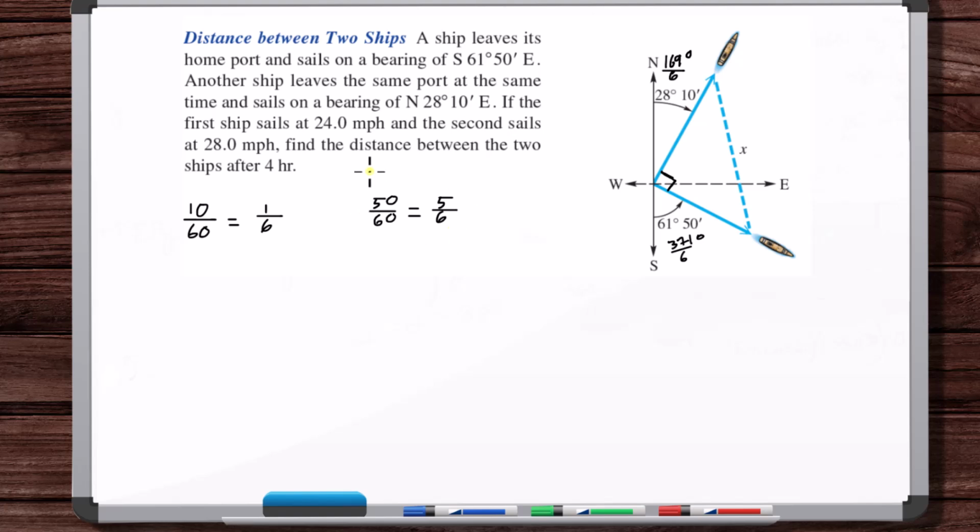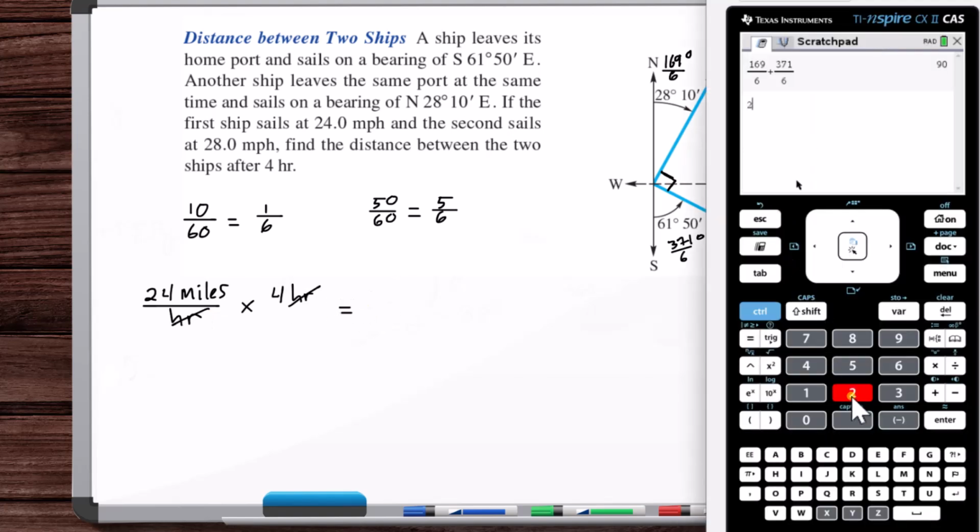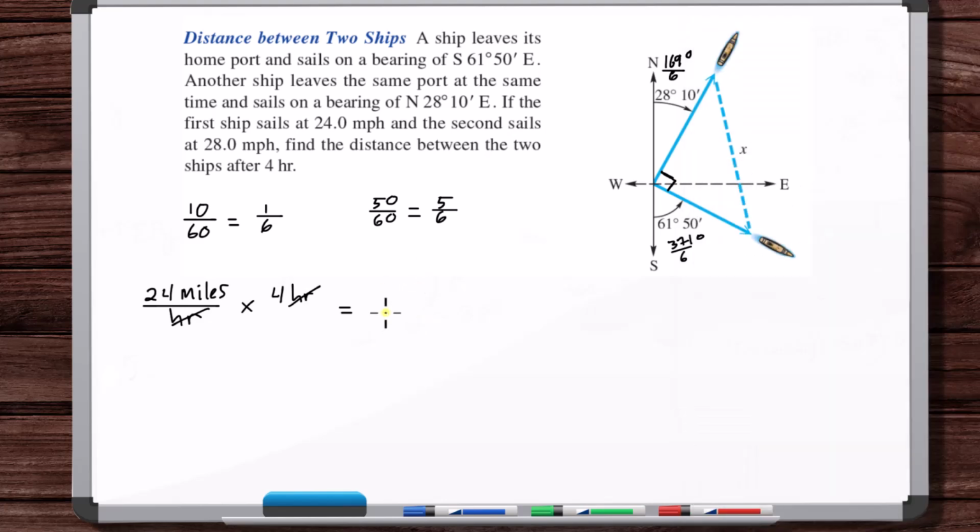Okay, so the first ship, which is the southward ship, sails at 24 miles per hour for 4 hours. So 96 miles. So this length is 96.